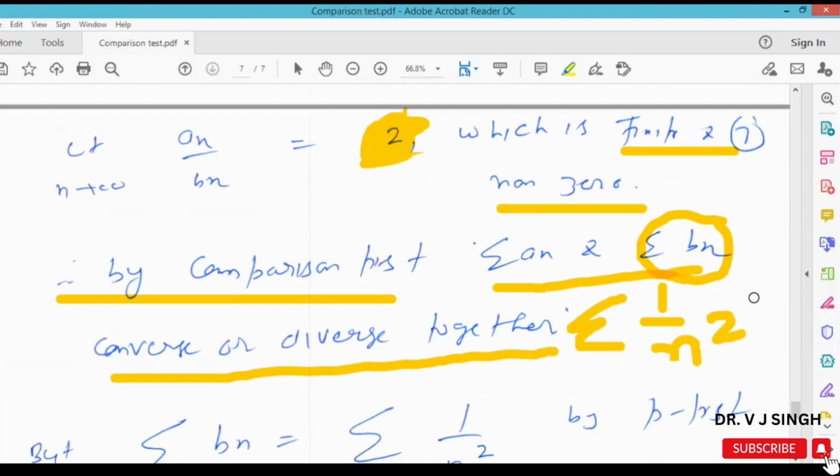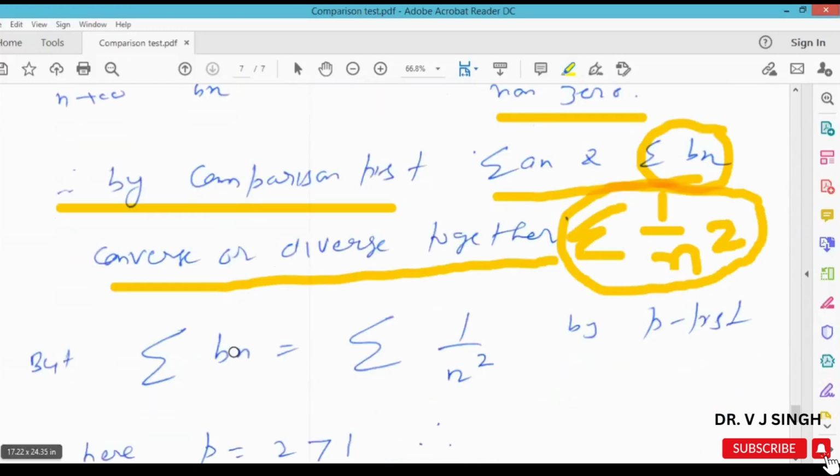Now, which method is applicable here if this type of question comes? The p-test. Understand why I discussed the p-test. Comparison test and p-test always go together. So now summation bn, where bn is 1 by n square. If there is some power of n, then apply the p-test. What is the p-test? This power. Now p is 2. Check whether this is greater than 1.